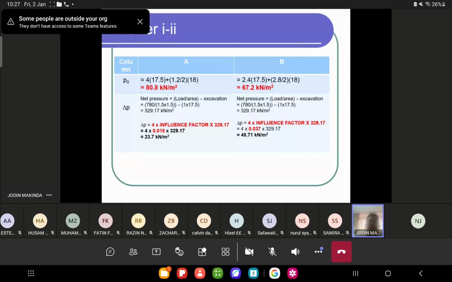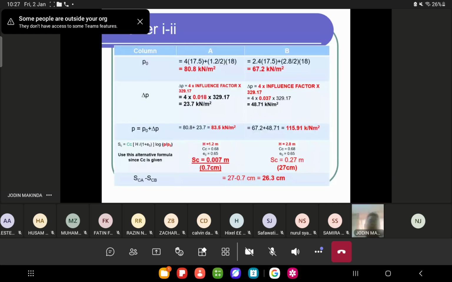So therefore, what next? We already know P naught, which is the initial overburden pressure, 80.8. Now we have the stress increment 23.7. Therefore, the total for A is 83.5. Same goes for B. The total for 67.2 and 48.71 is 115.91. All right. So we know everything.